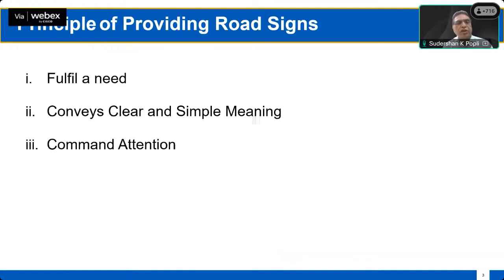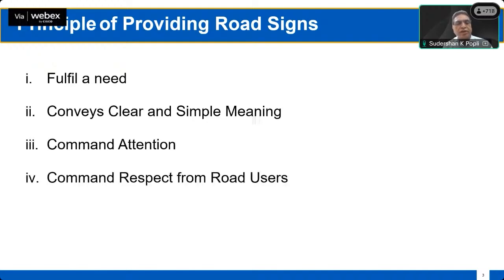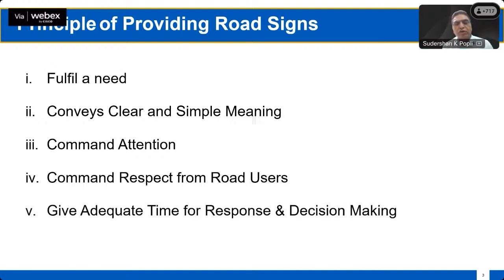So basically, to fulfill a need, it should place a road sign that conveys a clear message and simple meaning, commands attention, and commands respect from the road users. If you put too many speed limit signs, then it may not get the command or respect from the road users. Give adequate time for response and decision making, particularly on the expressways. A sign has to be placed so that the road user can see it and then take a decision for going right or left or leaving the expressway.